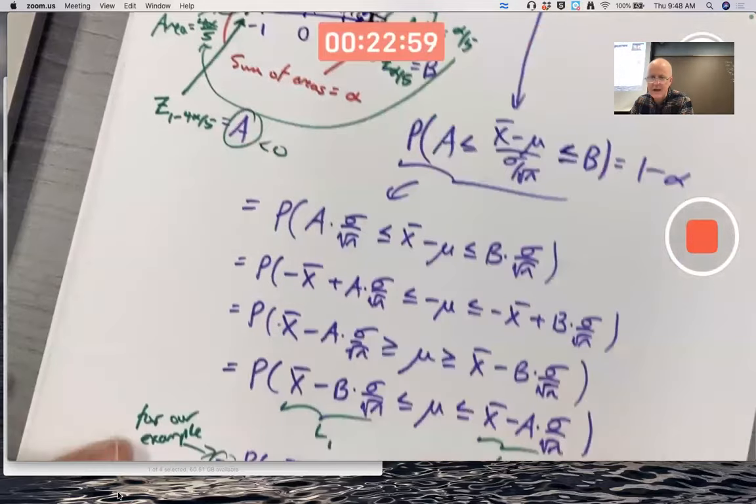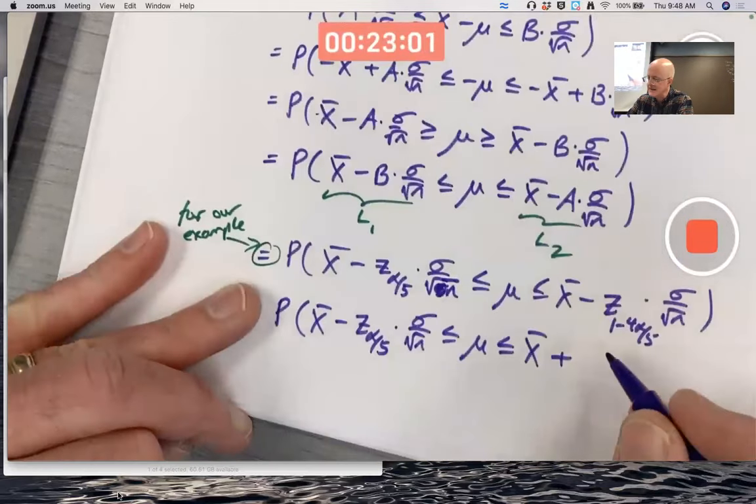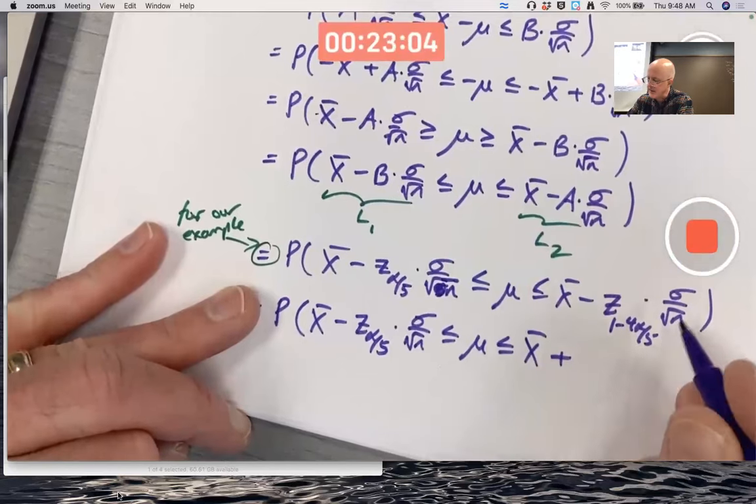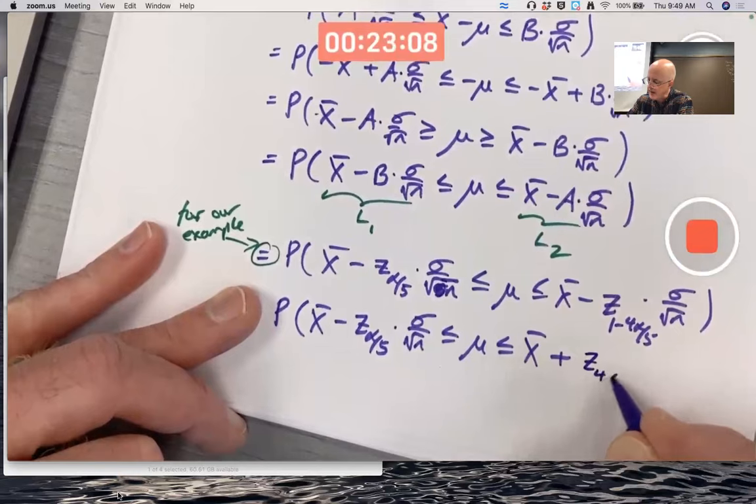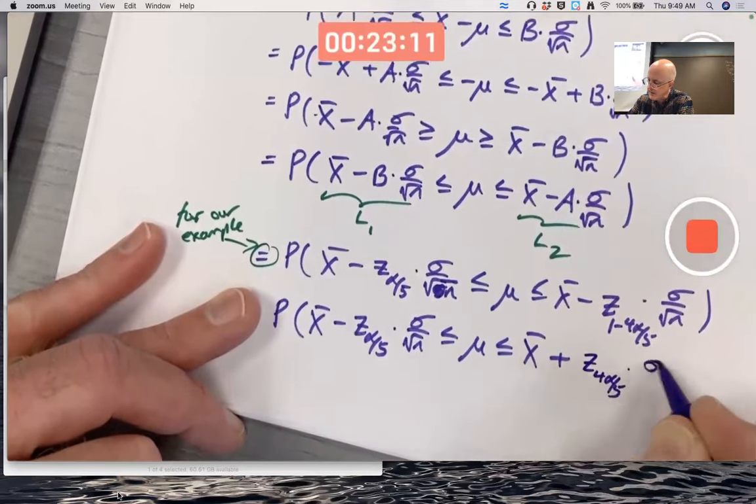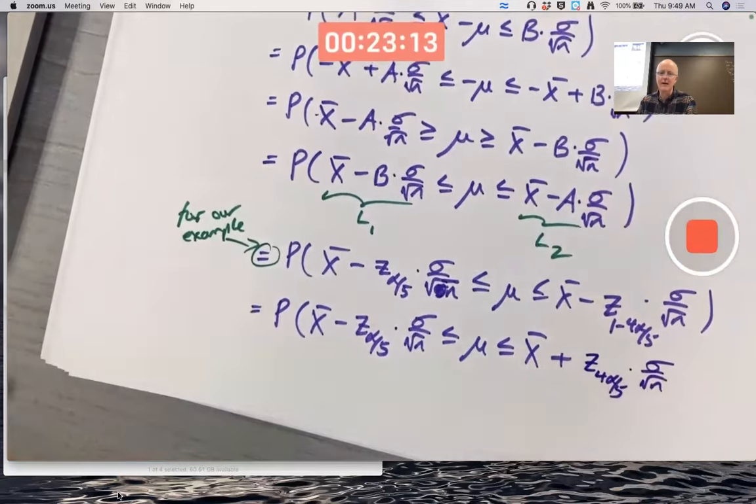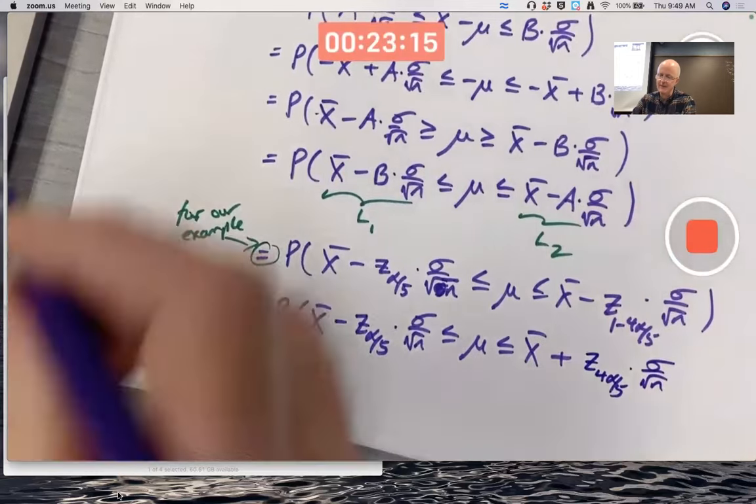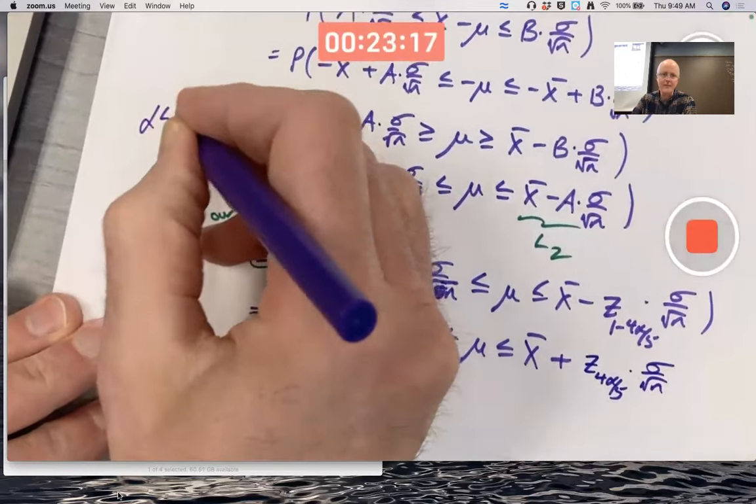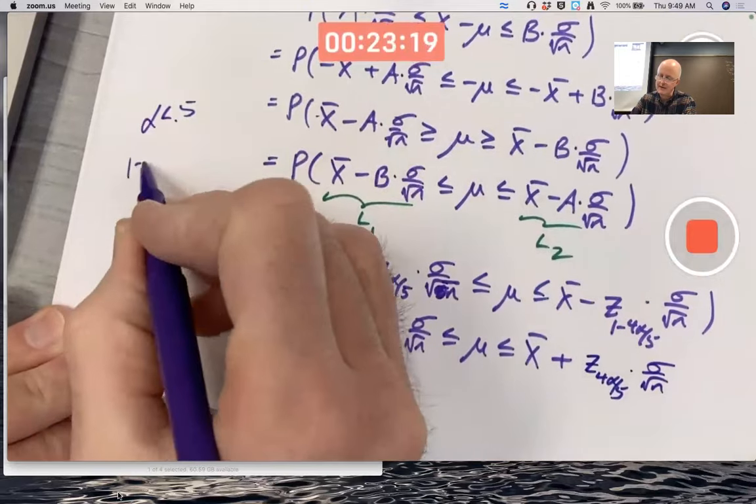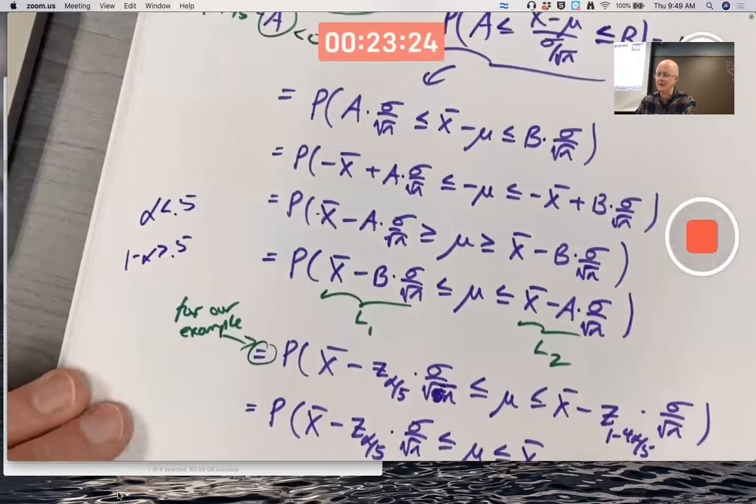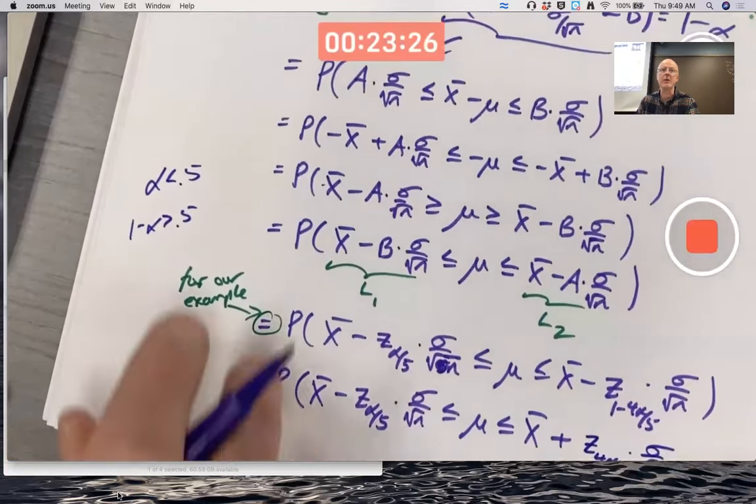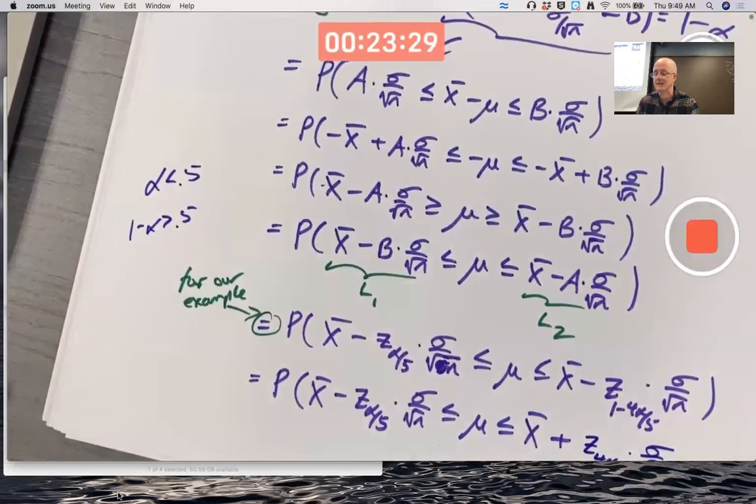So yeah, I could replace minus Z sub 1 minus 4 alpha over 5 times sigma over square root of n with plus Z sub 4 alpha over 5 times sigma over square root of n. Again, I'm assuming in everything here, alpha is less than 0.5. 1 minus alpha is greater than 0.5. Just in the usual case, that would be what you would do. You would be pretty weird to pick an alpha bigger than 0.5. I mean, usually it's less than 0.1 for that matter.